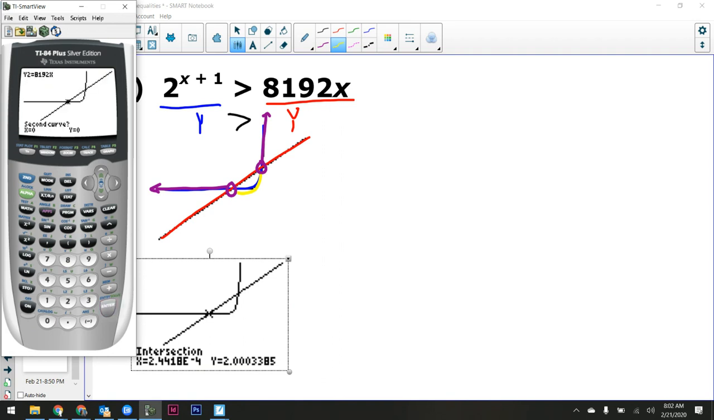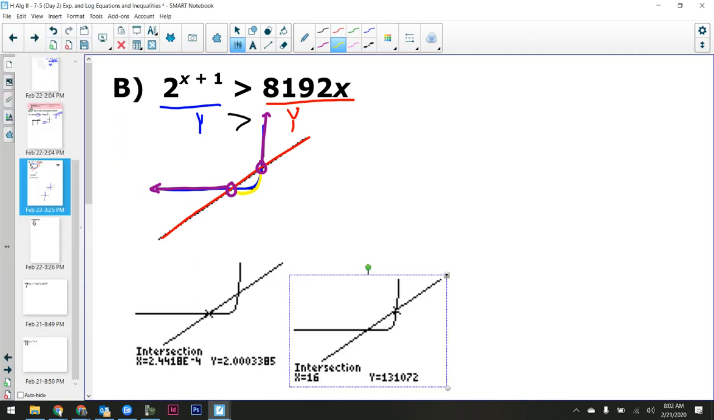Now I just have to move my guess closer toward the other one. Okay. Those are my two intersection points, right? So how do I write that out algebraically? Well, we want when x is going to be less than, because it's to the left of this, right? Every x value to the left. x is less than 0.244 times 10 to the negative fourth.